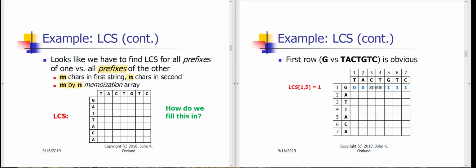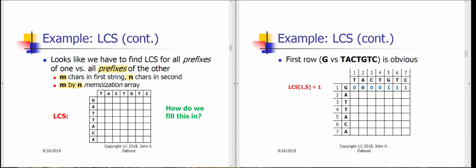So in the first row, we're simply going to test G against increasing prefixes of the second sequence, TAC, TG, TC, and see what the longest common subsequence is that we found so far. So comparing G to T, well, we have nothing in common, so the longest common subsequence of G versus the prefix T is 0.